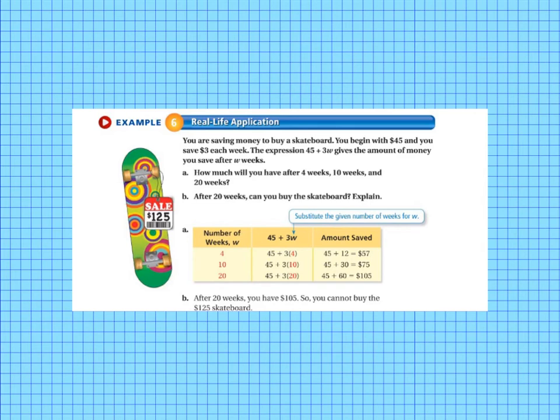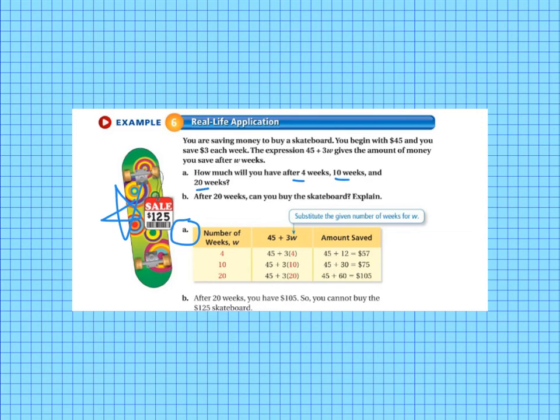How much money will you have after 4 weeks, 10 weeks, and 20 weeks? So that's question A. Question B is, after 20 weeks, can you buy the skateboard? And explain how you know this. So let's look at our little chart here. So the skateboard costs $125. That's important to know. And our chart has the number of weeks that they've asked us about, which is 4 weeks, 10 weeks, and 20 weeks.